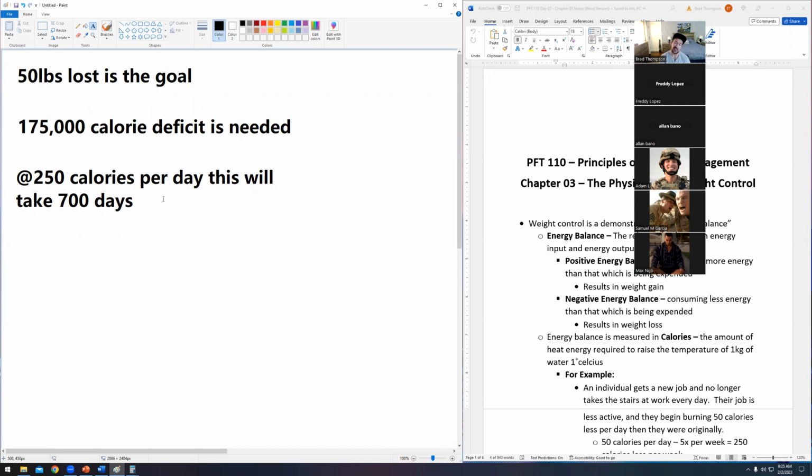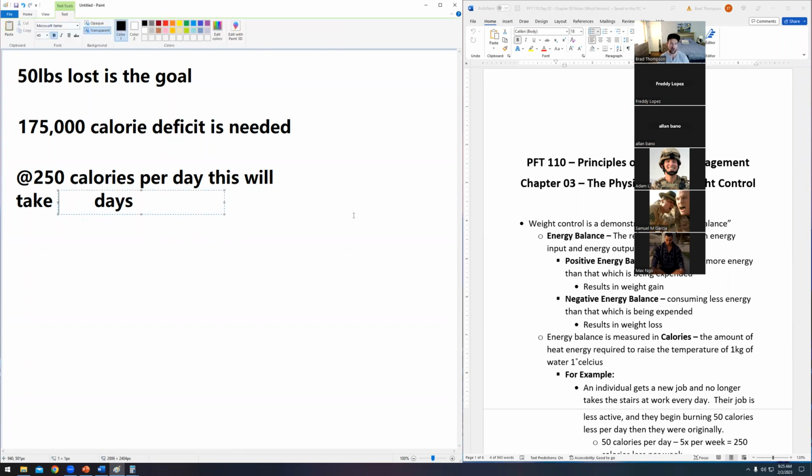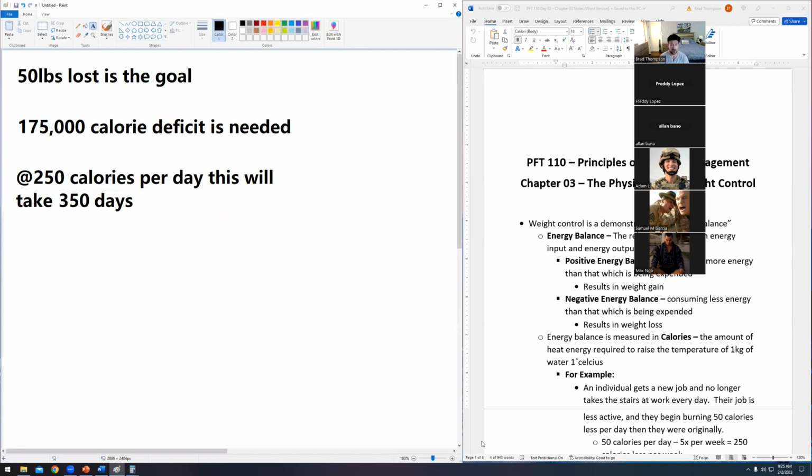So if they just decided to diet alone, it would take them 700 days, right? 175,000 calorie deficit needed, 250 a day. You put that diet plus that increased bit of physical activity together and create a 500 calorie deficit per day. And suddenly this number 700 is cut in half. And now it's going to only take you 350 days. So just barely under a year, we could be 50 pounds down. A 250-pound person could be down to 200 pounds.